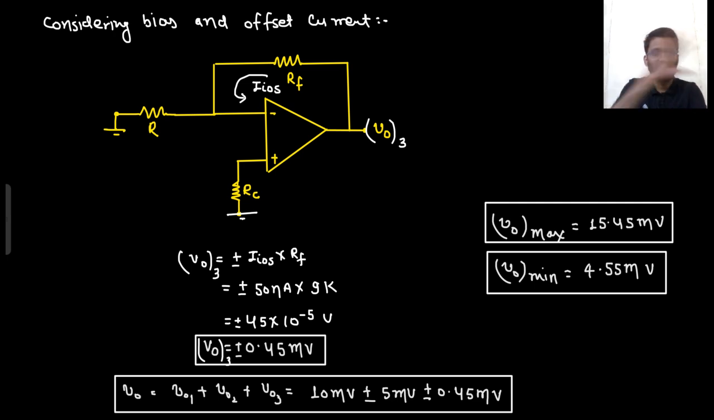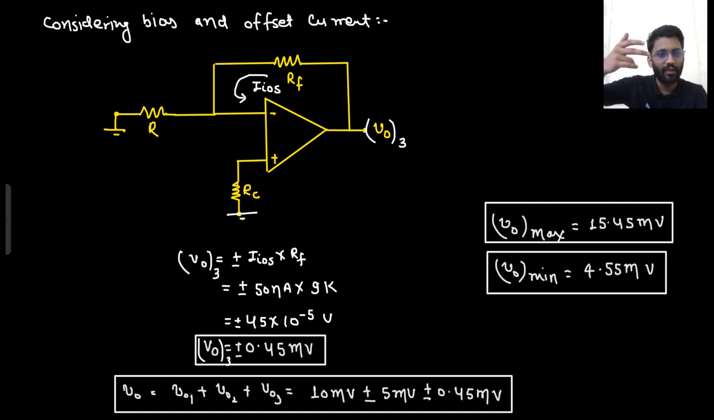So I hope the concept is crystal clear now. So we have studied offset current, input offset current, input offset voltage, output offset voltage, and input bias current. Now we are going to study CMRR, frequency response, and slew rate. These three parameters are also important.